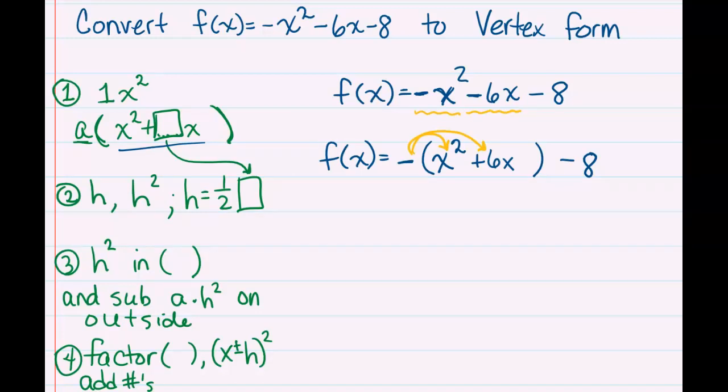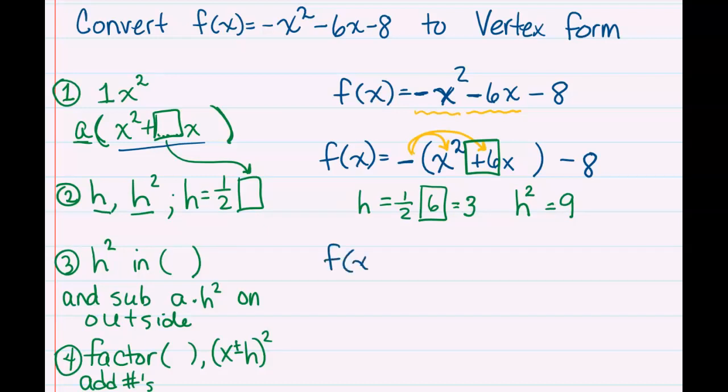Step 2 is to go find h and h squared. So remember, h is equal to 1/2 the number in front of x. And in this case, it's a positive 6. Half that number is 3. Then I'm going to square that number. 3 times 3 is 9. So I'm going to add 9 inside my parentheses. So I'm going to rewrite it. So I have negative, I have x squared plus 6x minus 8. So I haven't done anything.